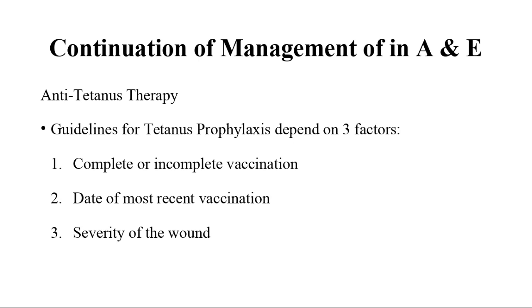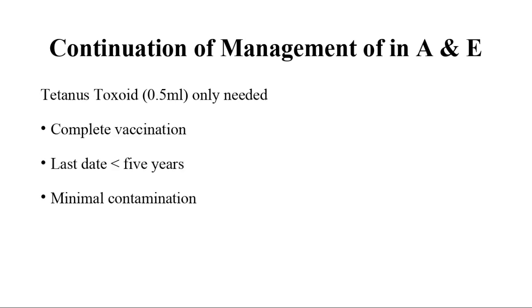So what are some of the guidelines? It depends on three factors. Three things that you need to know. Complete or incomplete vaccination: can that history be obtained? This is important. The date of the most recent vaccination, and the severity of the wound. Okay, so these are the three things that you need to know. All right, let's go to the next slide.